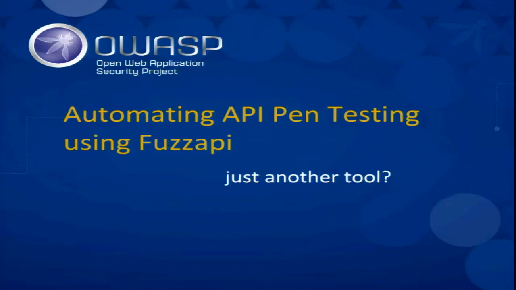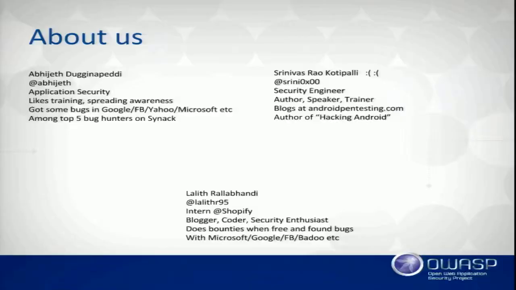Cool. So our talk is on automating API pen testing using fuzzapi. Fuzzapi is our tool name. And as the tagline says, it's probably just another tool that's going to help you to do penetration testing or write some secure code.